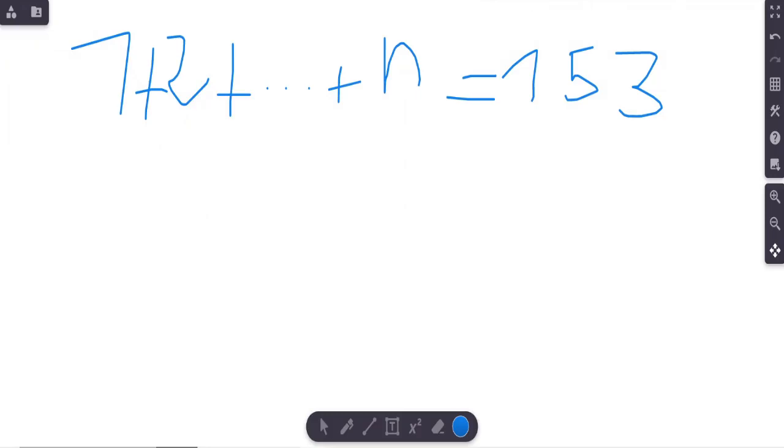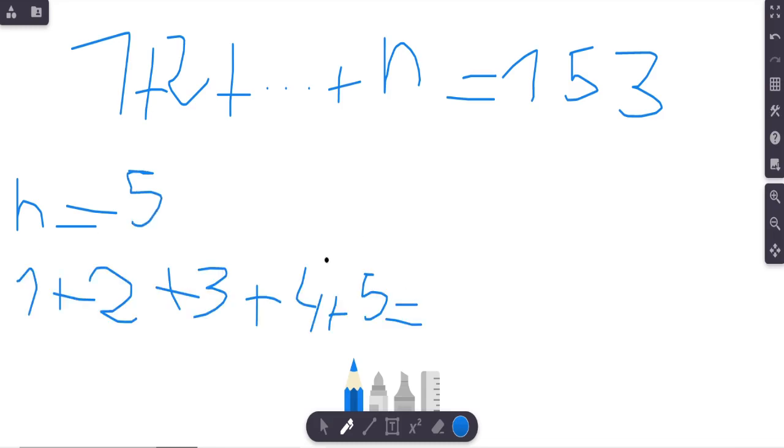So today we are going to solve an equation. Okay, so we have 1 plus 2 plus 3, etc., plus n equals 153. Okay, so for example, if we take n equals 5, so 5 plus 4 equals 9, plus 3 equals 12, plus 2 equals 14, plus 1 equals 15.